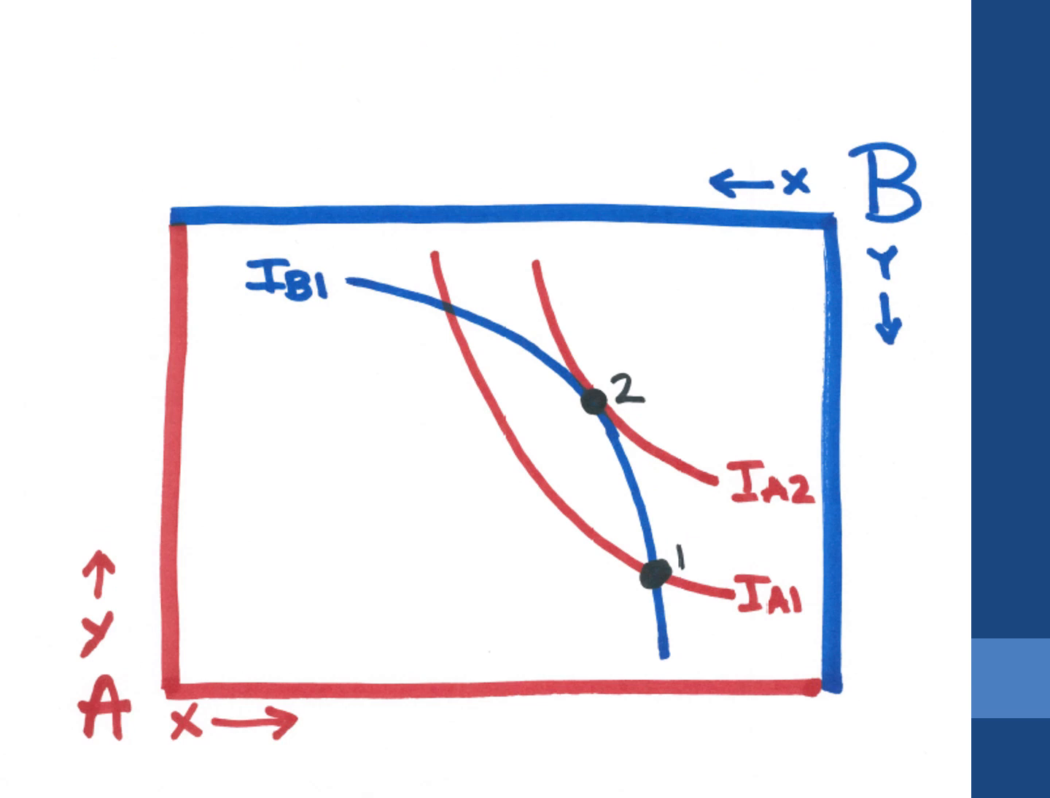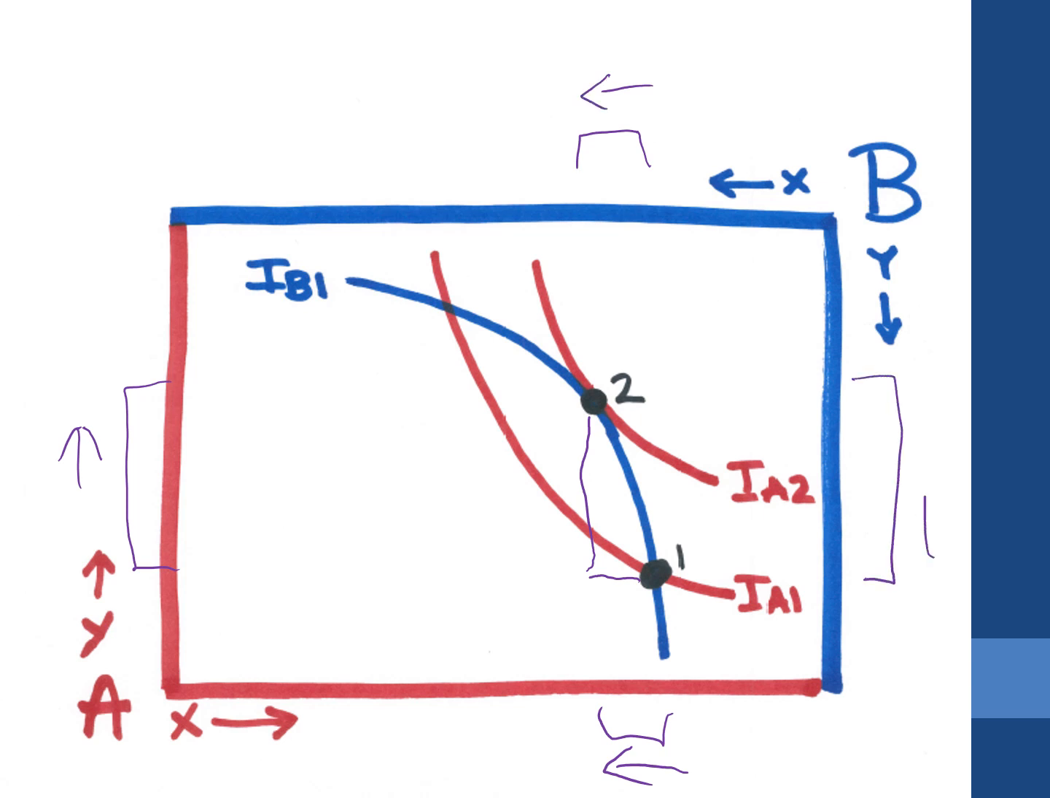Well, we could imagine from point 1 that person A says, hey, I am willing to give up a little bit of X if person B gives me a whole bunch of Y. So that would be an increase in Y for person A and a decrease in X, which means that person B is increasing in X and decreasing in Y. And person B is willing to do this. How do we know that person B is willing to make this exchange?